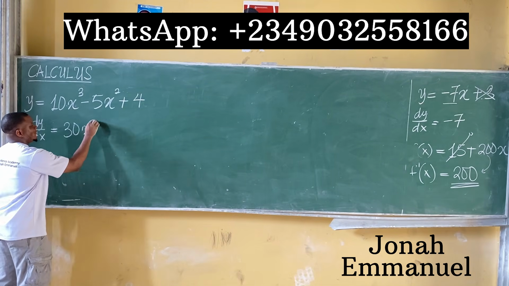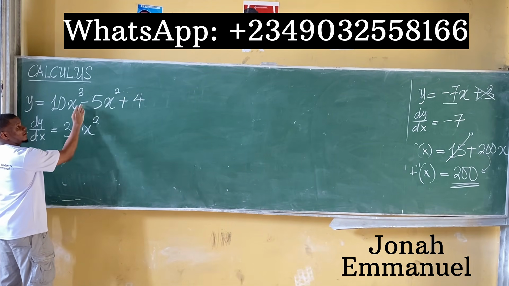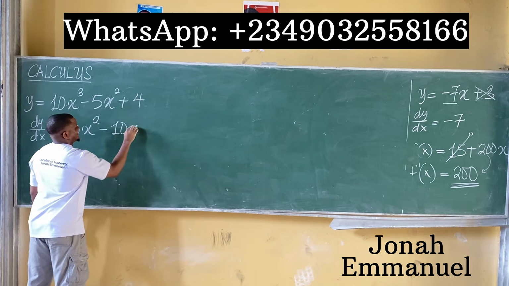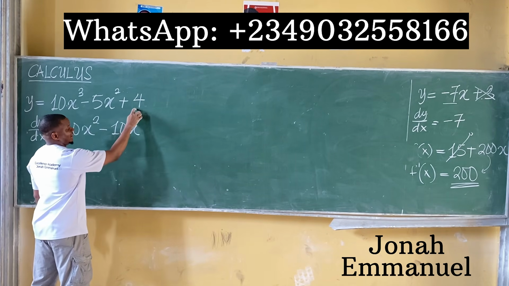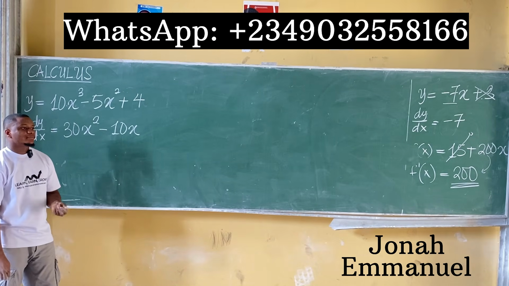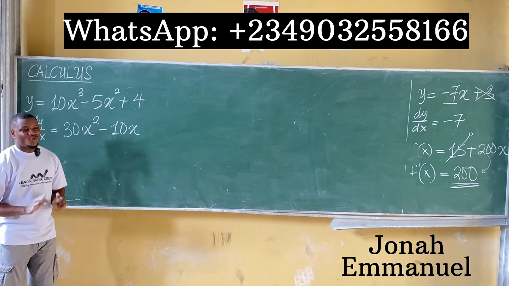All right. To power what there? 2. What do you have here? Maintain your sign. Minus what there? 10x to power 1. This one here? All right. So that's my answer. We still have to factorize this one, but don't worry. That time will come.